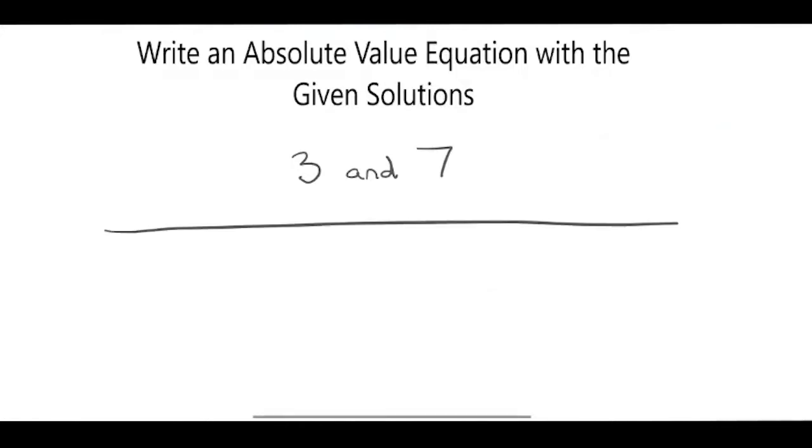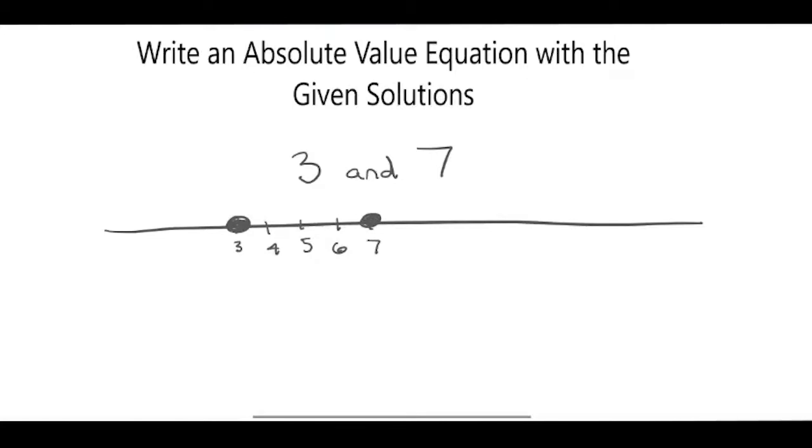Hello again. Today we are going to write an absolute value equation with the given solutions. So let's say I want to find an equation that has the solutions 3 and 7. So what I would do is I would draw these on the number line. So let's say I have 3, 4, 5, 6, 7. Okay, so I have 3 and 7.